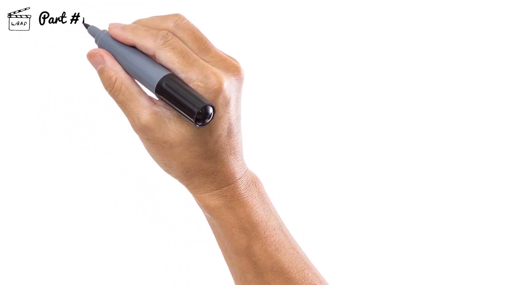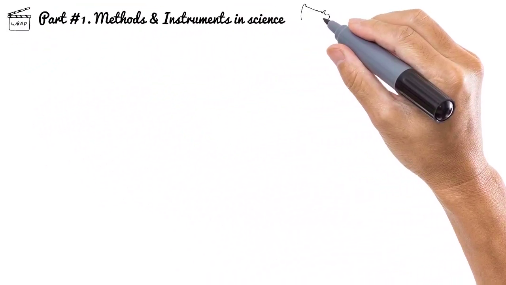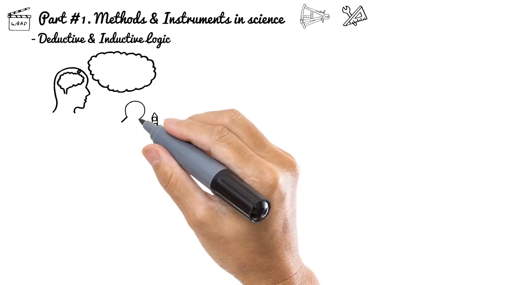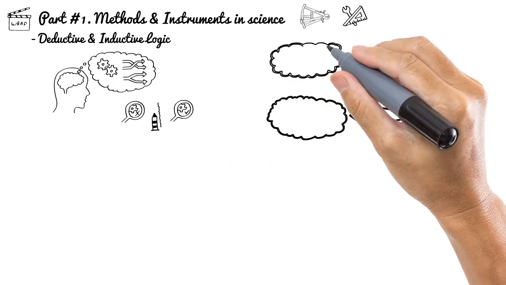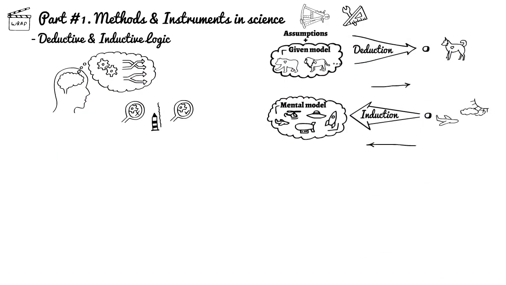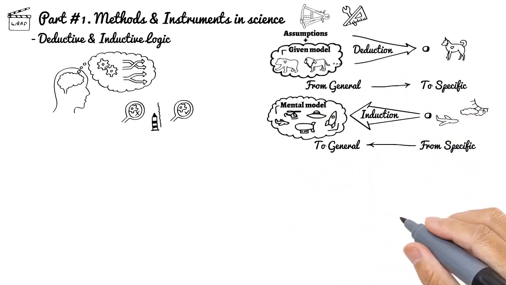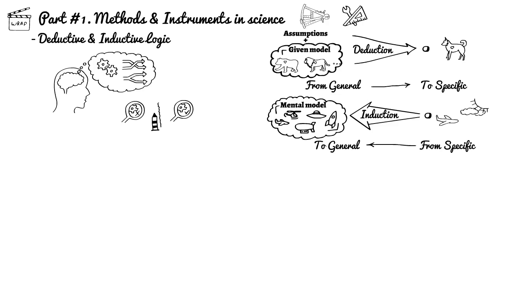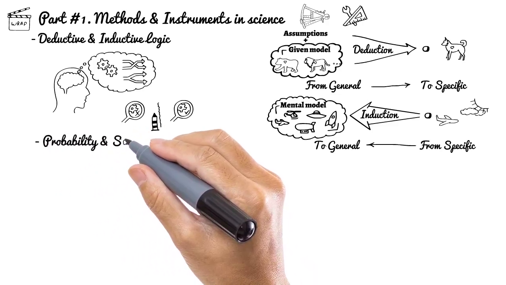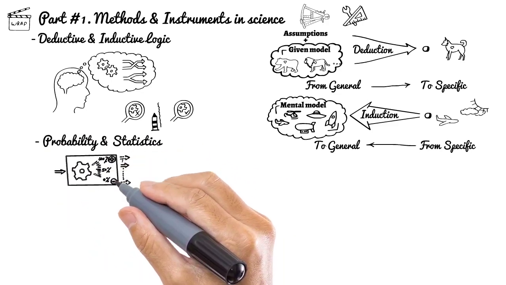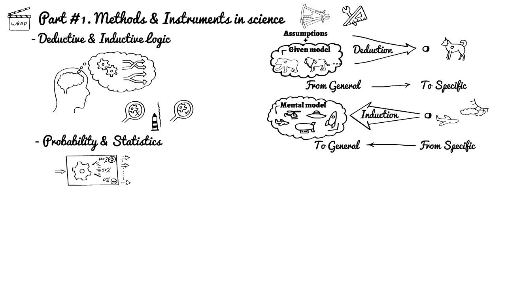This was the first part of videos discussing methods and instruments used in science. We started with deductive and inductive logic. Logic in science focused on correct reasoning. Deduction reasons from general to specific, and induction reasons from specific cases to general conclusions. Then we discussed probability and statistics. Probability allows us to quantify, to estimate a chance for an event to occur or to become real, or for a statement to be true.